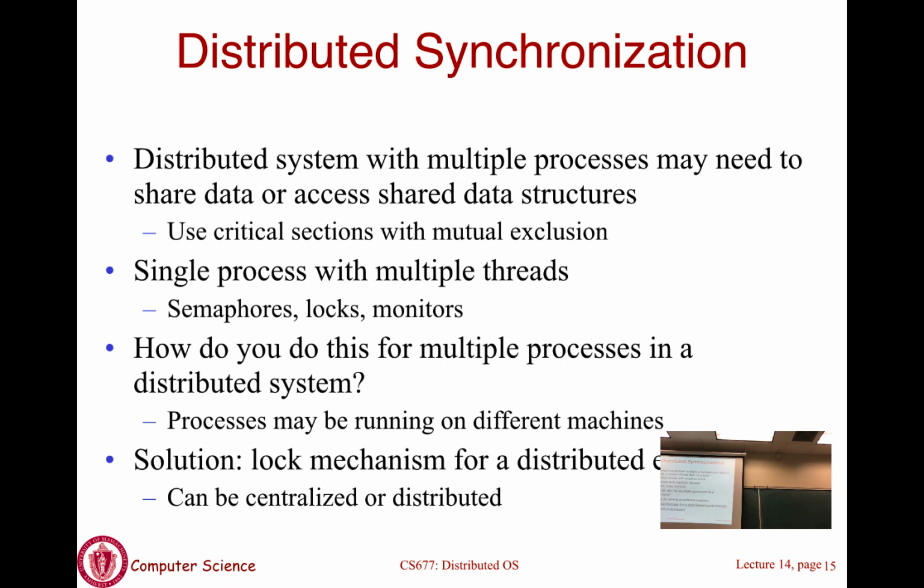You have n processes in the system, and they have to use a lock to coordinate something. Let's say they want to access a file. You want to grab a lock on a shared file or a shared data structure before you access it. Except that these are processes on multiple machines, so you can't use a lock inside a single process to do this anymore. You've got to extend that abstraction to multiple processes.